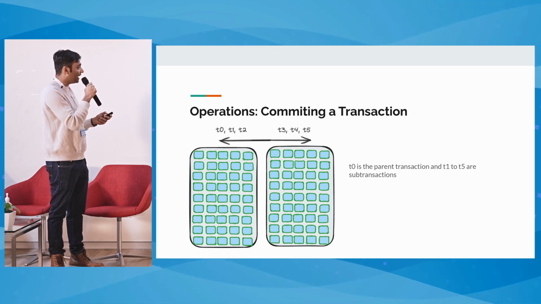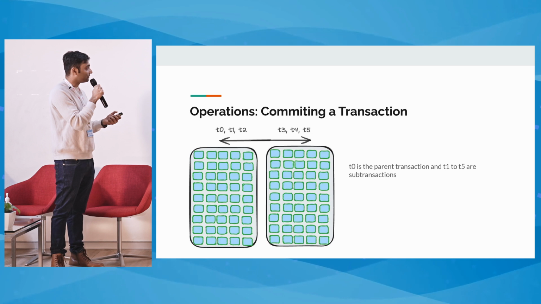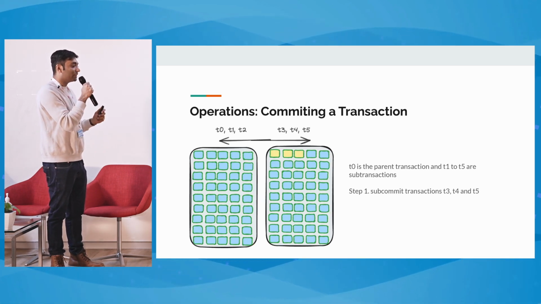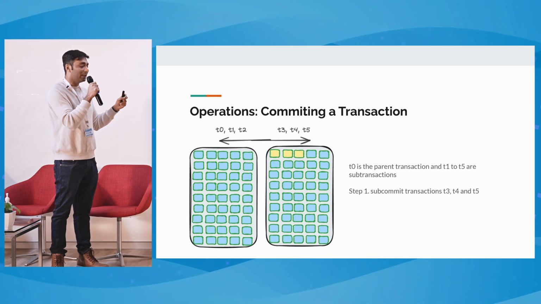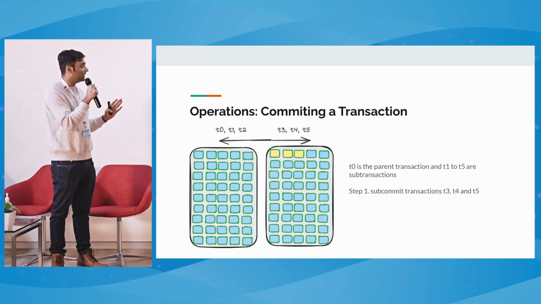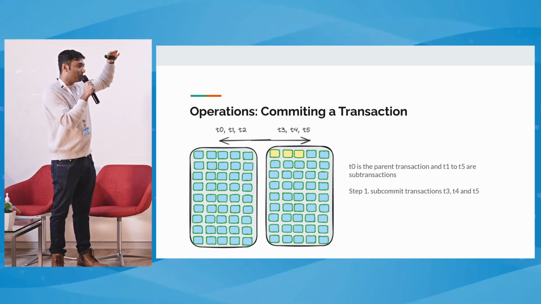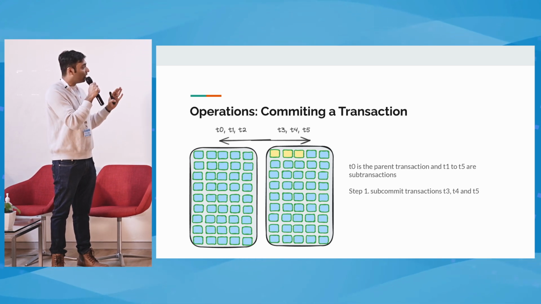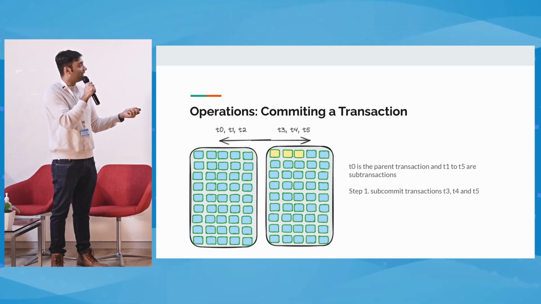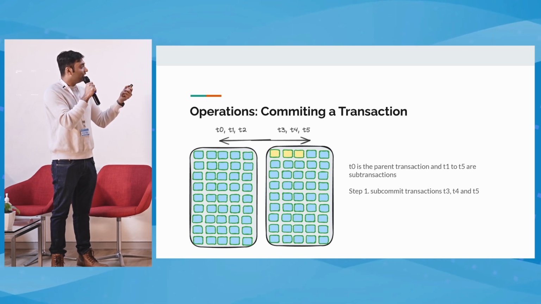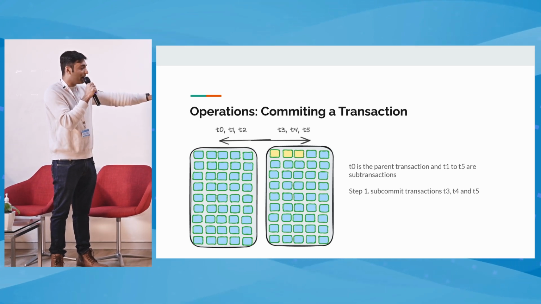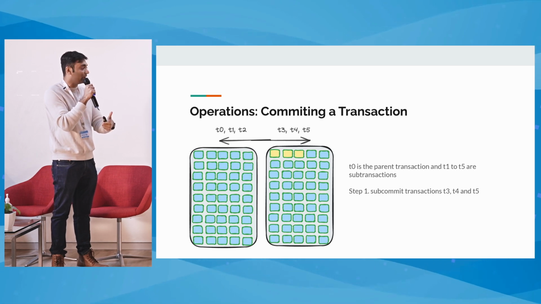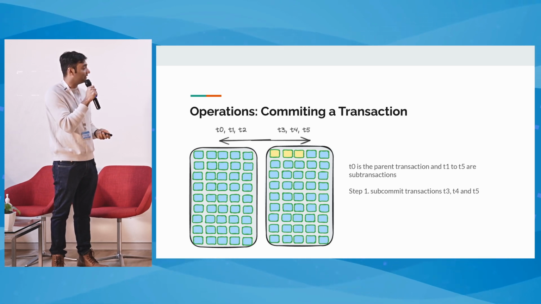Now let's see how this will be handled. First of all, the first step is to take all the transactions which belong to one page and start flushing them. We start from the bottom of the tree. The first step is to subcommit all the sub-transactions, so in our case T3, T4 and T5. All the byte offsets belonging to these transactions will be set with status 3, which says that this is a subcommitted transaction.